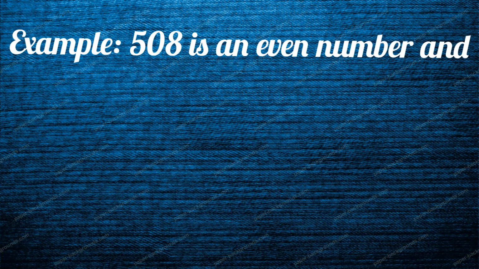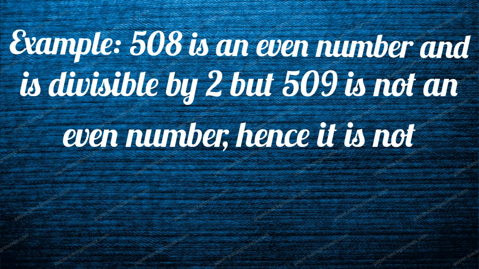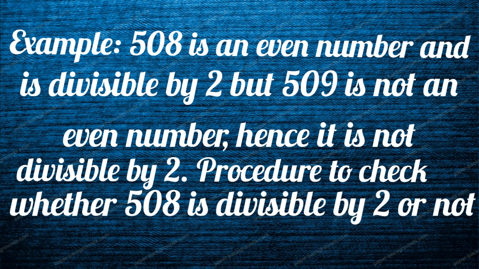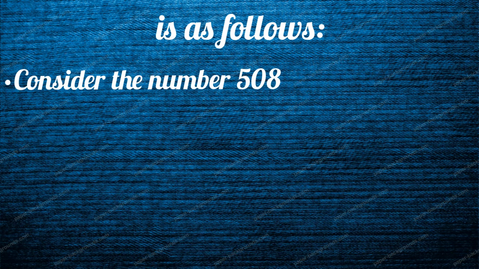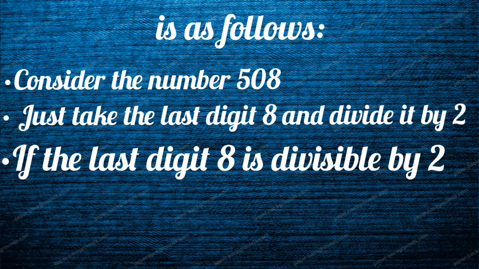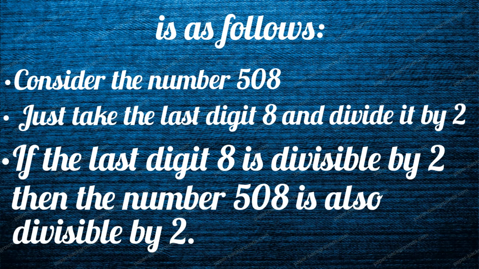Example: 508 is an even number and is divisible by 2, but 509 is not an even number, hence it is not divisible by 2. Procedure to check whether 508 is divisible by 2 or not is as follows. Consider the number 508. Just take the last digit 8 and divide it by 2. If the last digit 8 is divisible by 2, then the number 508 is also divisible by 2.